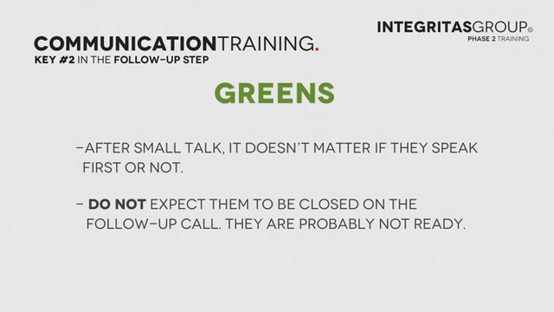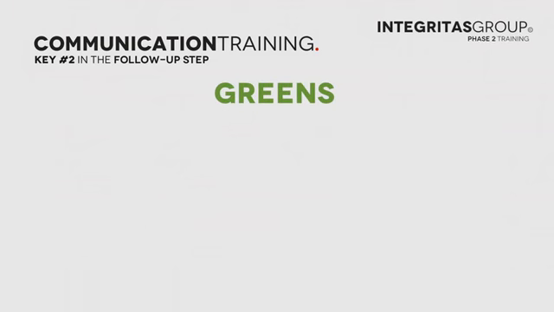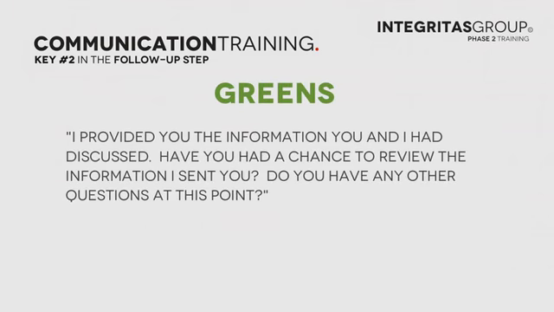But just understand generally that these are the people that are afraid to make a decision because they're afraid they're making the wrong decision. So the only way they get over that fear of making the wrong decision is making sure that every single question in their mind, every possibility has been covered, and that's why they need a lot of information. So you have to apply the right word track. And again, basically what I say to them is something to the effect of, I provided you some information and you and I had discussed, and have you had a chance to review what I sent you? Do you have any other questions at this point?